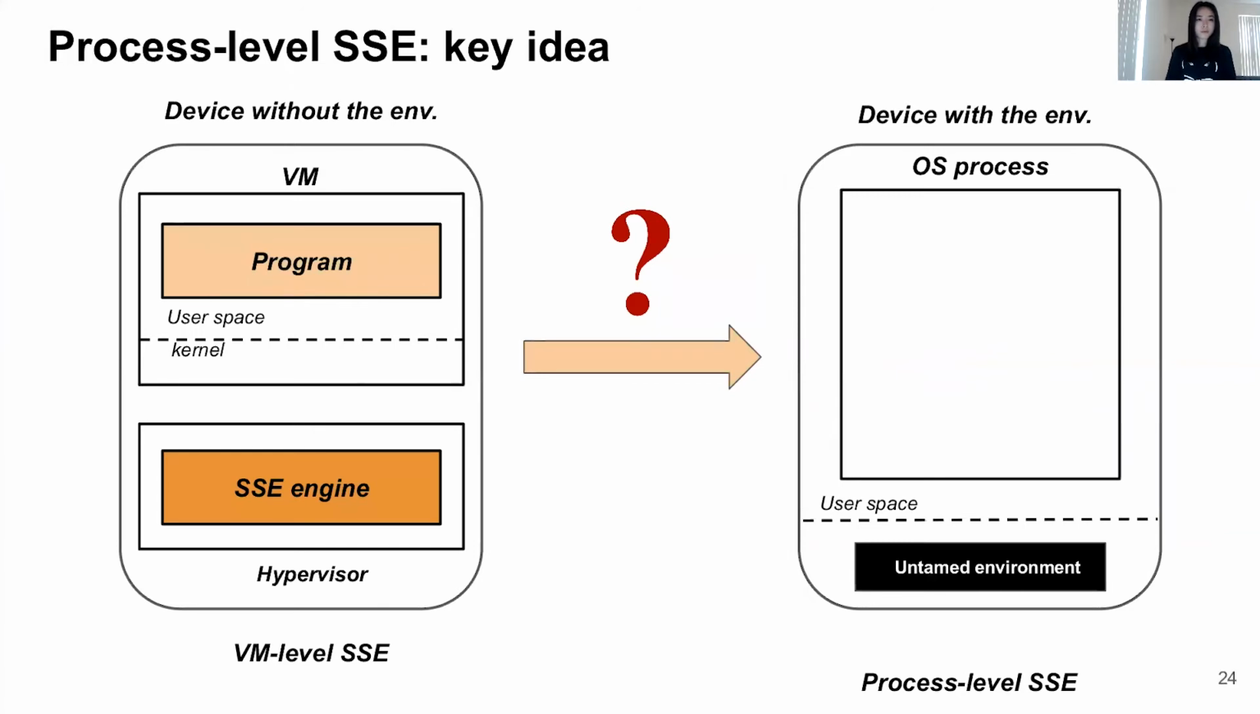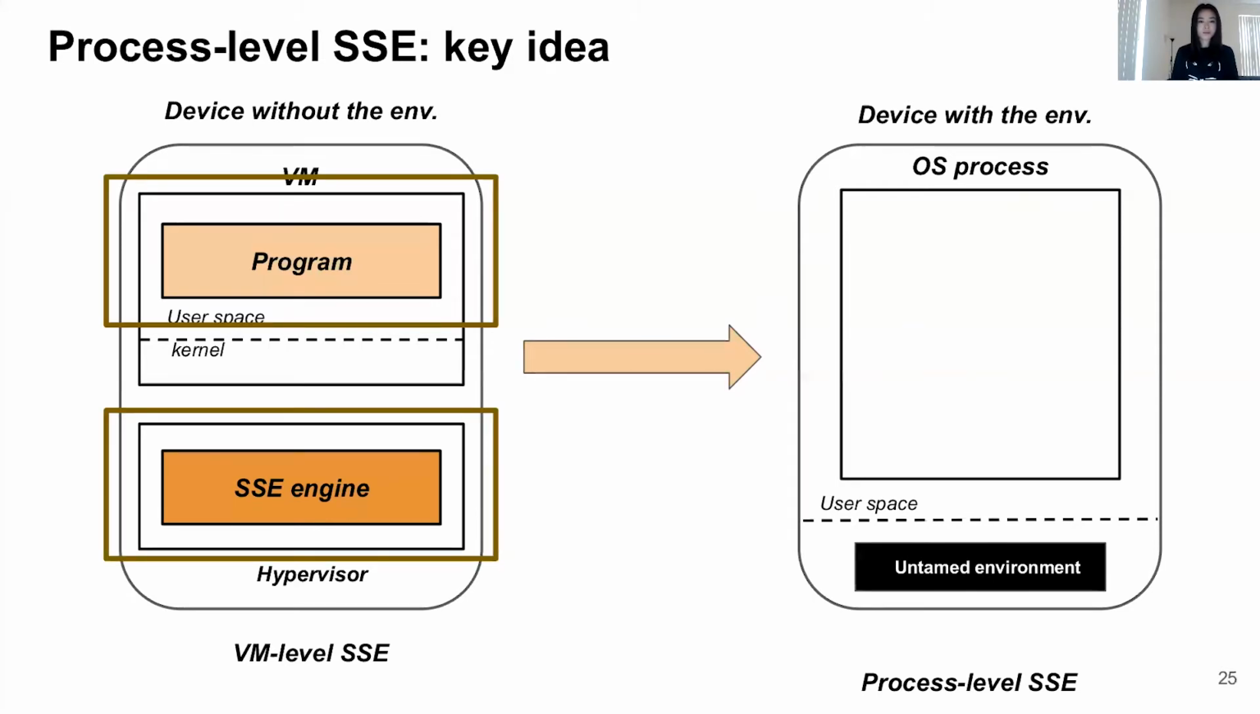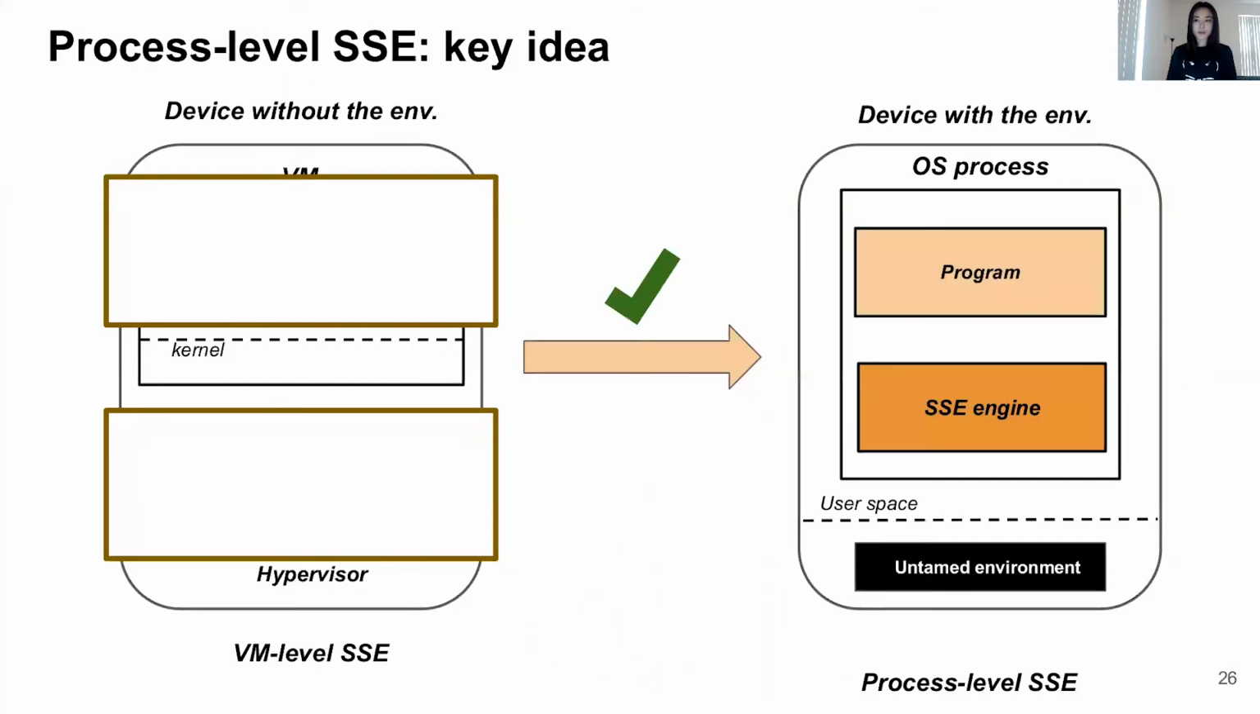To eliminate the requirement of virtualization, Mousse proposes the solution of process level SSE, which means it simply launches an OS process on the device with the environment. To do this, it takes the program and the SSE engine from VM level SSE, and then composes those two components into one OS process to do analysis.